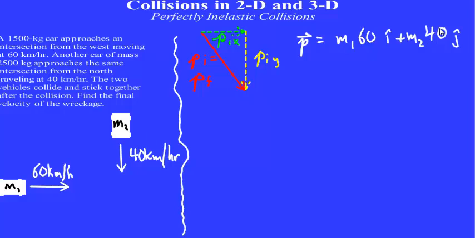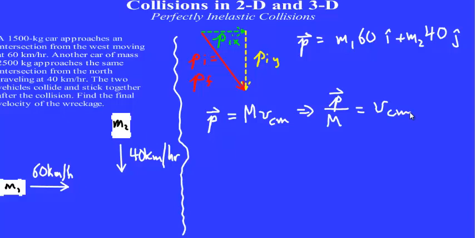Now remember, we have a relationship that the total momentum equals the total mass times the velocity of the center of mass. So we can divide the total momentum by the mass to get the velocity of the center of mass. Remember, after the collision, the two objects move together. Both objects are at the center of mass.